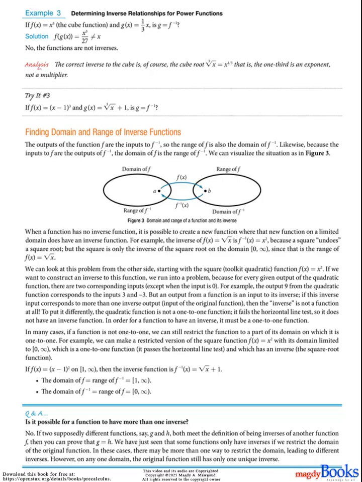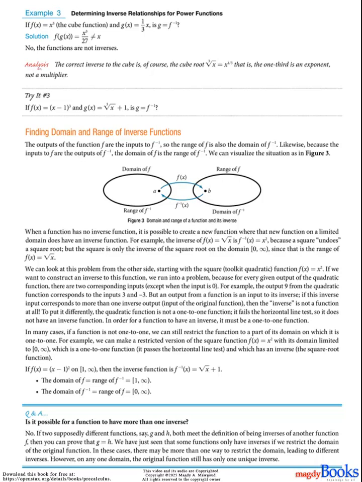If we want to construct an inverse to this function, we run into a problem, because for every given output of the quadratic function, there are two corresponding inputs, except when the input is 0. For example, the output 9 corresponds to the inputs 3 and -3. But an output from a function is an input to its inverse. If this inverse input corresponds to more than one inverse output, then the inverse is not a function at all. To put it differently, the quadratic function is not a one-to-one function. It fails the horizontal line test, so it does not have an inverse function.